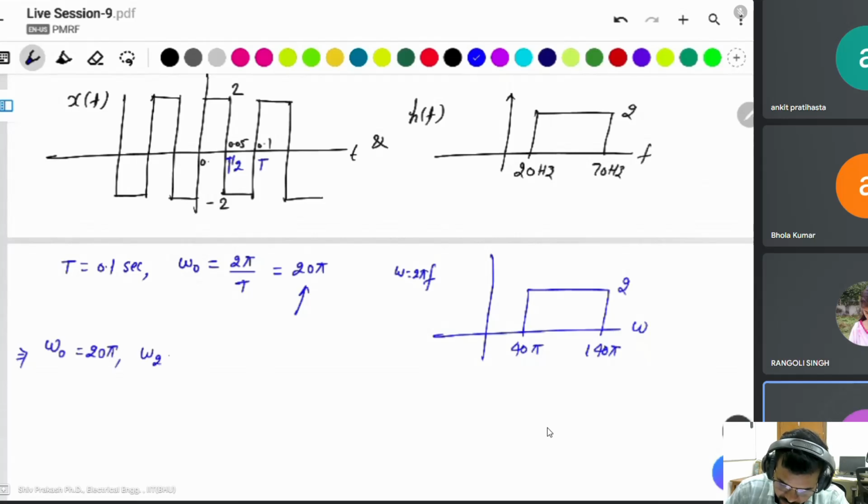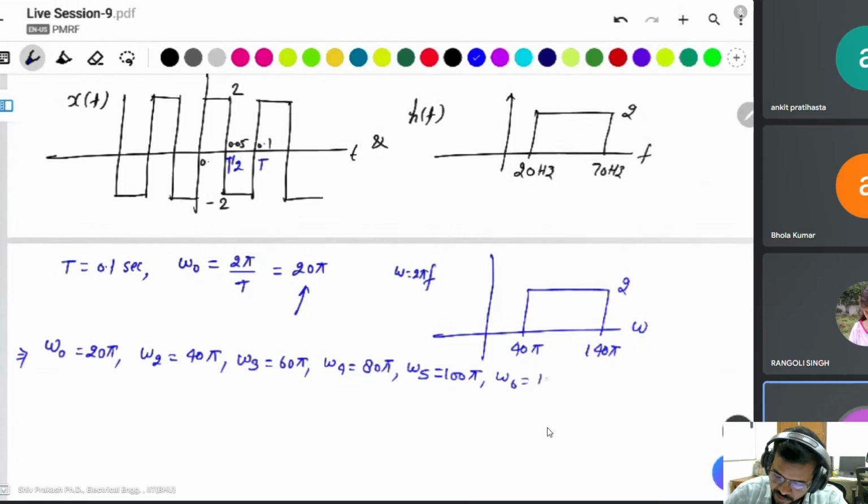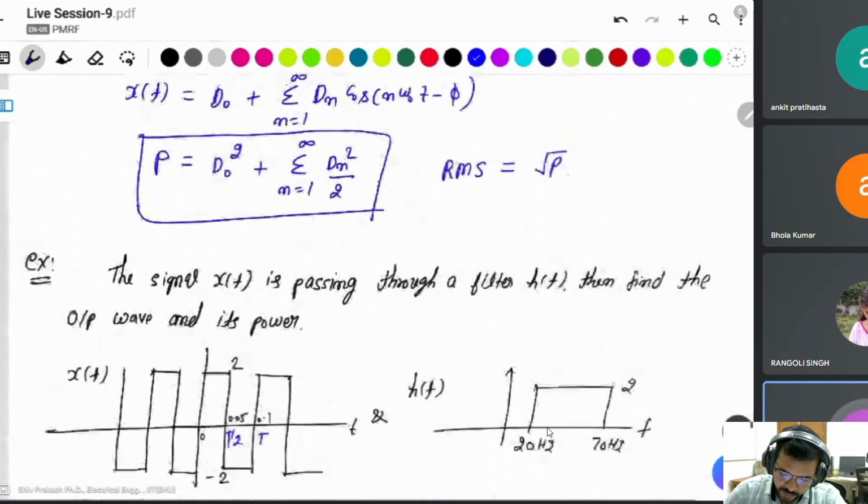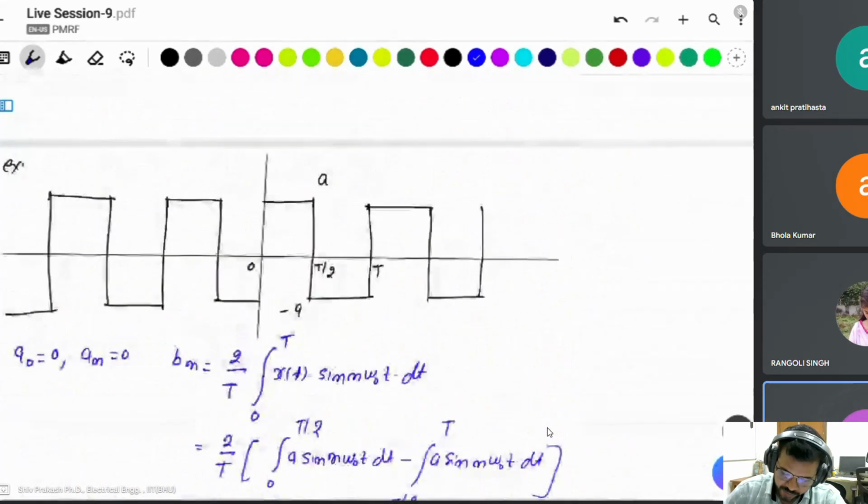What is omega 2? This will be 40 pi. Omega 3 is 60 pi, omega 4 is 80 pi, omega 5 is 100 pi, omega 6 is 120 pi, omega 7 is equal to 140 pi. This waveform is the same as this waveform. Only the time period is changed and the magnitude is mentioned.